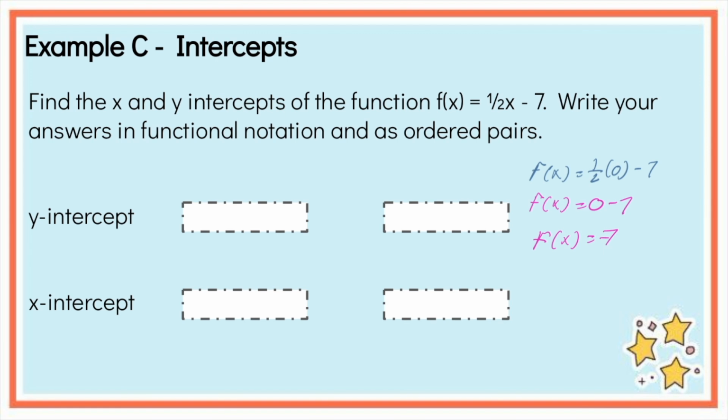So what's our y-intercept in this case? We're going to write that in function notation. So when we have f of 0, we know that equals negative 7. So we're going to write that now as an ordered pair. So our ordered pair of when x is 0, our y is negative 7.